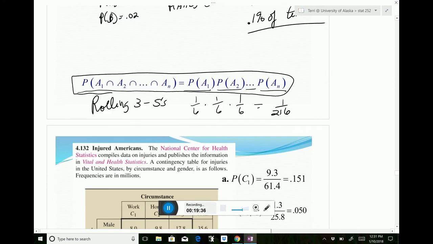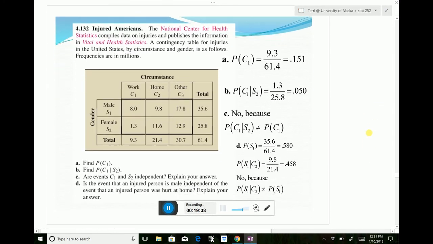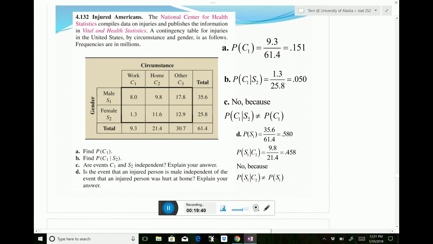Okay, so let's take a look at what we have here. This is a problem with injured Americans. The National Center for Health Statistics collects data, and we have a contingency table. We want to find the probability of C1, that is, the probability that somebody gets injured at work.